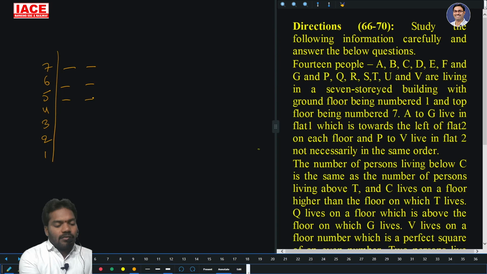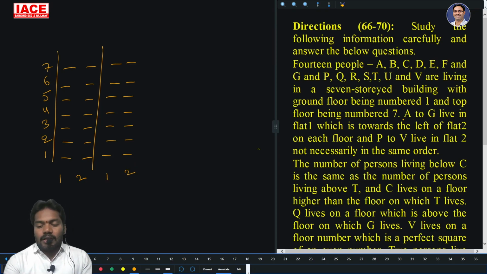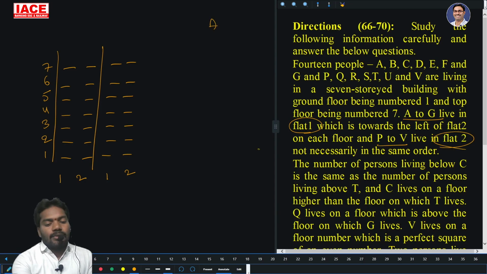2 flats on each floor. Take it as 2 possibilities. Flat 1, flat 2, flat 1, flat 2. They are clearly mentioned: A to G live in flat 1, and P to V live in flat 2.